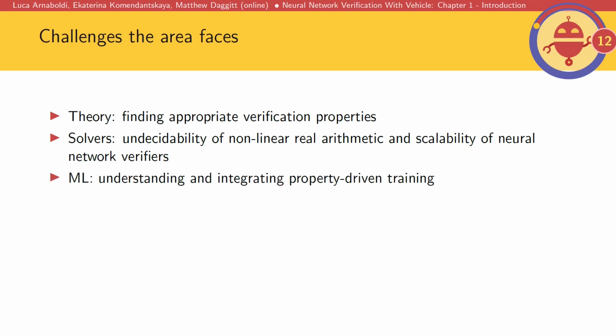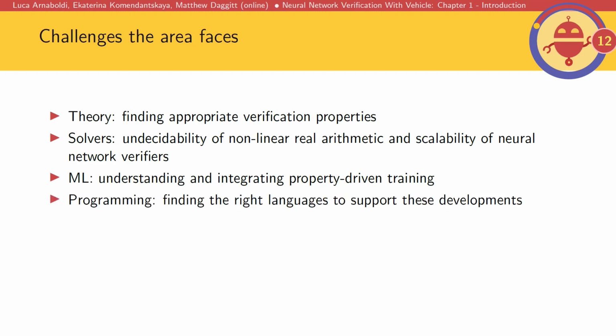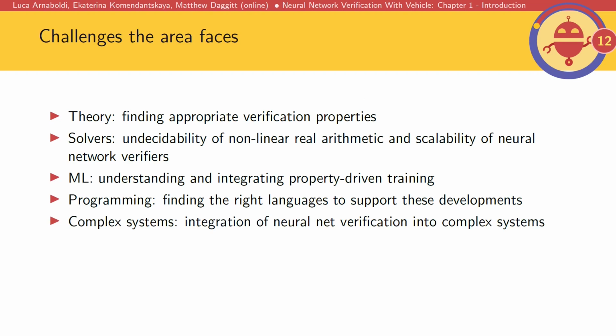On the machine learning side, there are also problems in understanding and integrating property-driven training. So for an arbitrary property, how do we encourage a neural network to satisfy that property, and what does it mean for the geometry of the spaces that we are trying to classify? For programming, finding the right languages to support these developments. And finally, for complex systems, integration of neural net verification into complex systems is also a very big problem, and I don't think it has been really successfully resolved as yet.